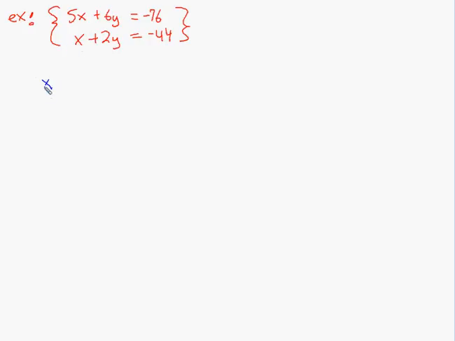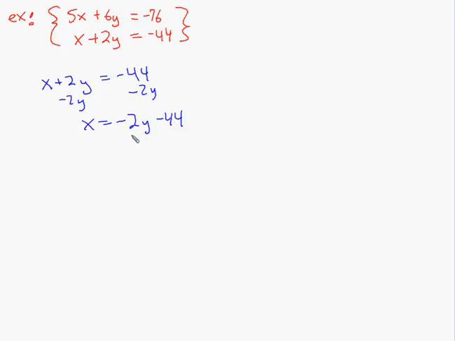So in my work, I'm going to take the one that I'm going to choose to work with, and what variable would we solve for? X. We could, I mean, it doesn't matter, but x is going to be easier because all I have to do is subtract 2y, don't I? So x equals negative 2y minus 44.